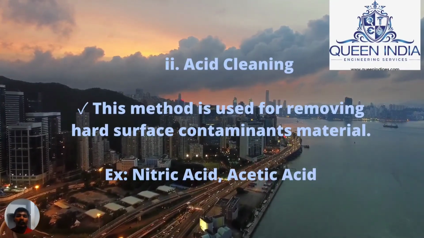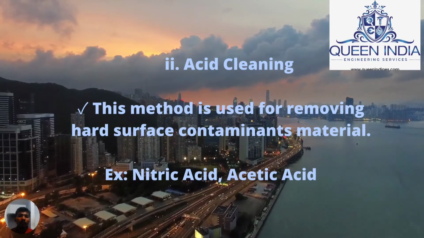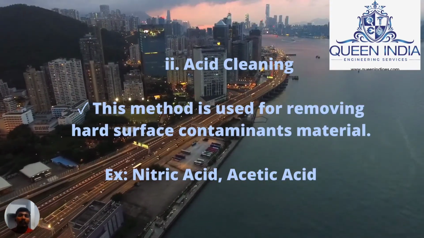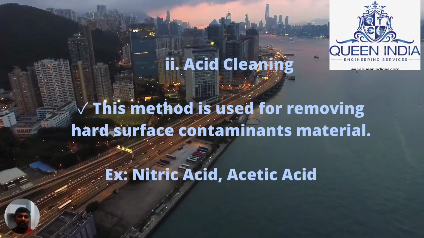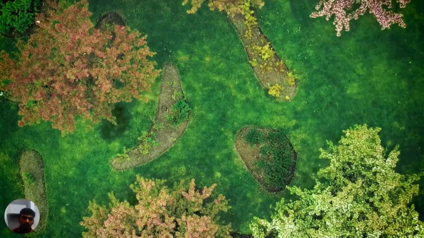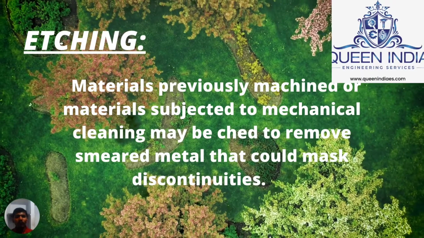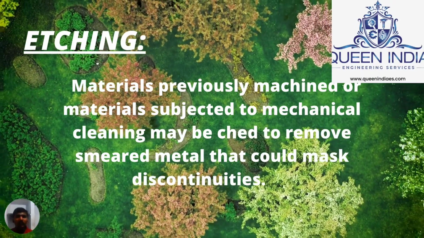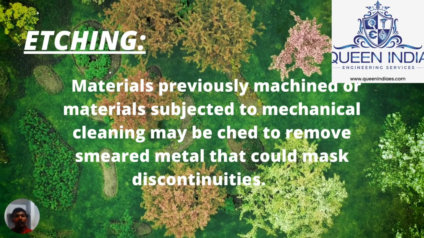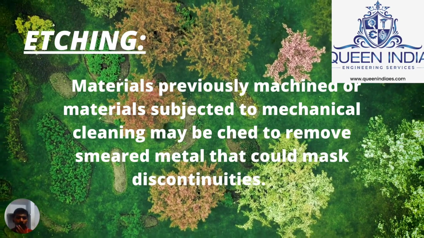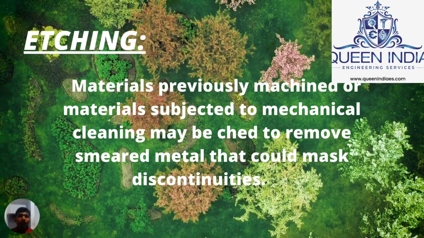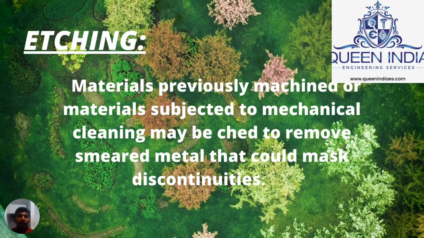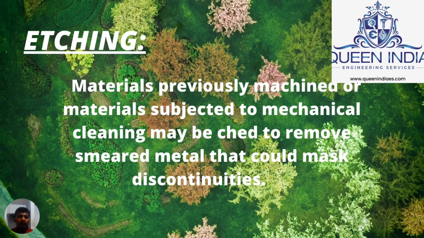Acid cleaning. This method is used for removing hard surface contaminants. Examples: nitric acid, acetic acid. Etching: materials previously machined or subjected to mechanical cleaning may be etched to remove smeared metal that could mask discontinuities.